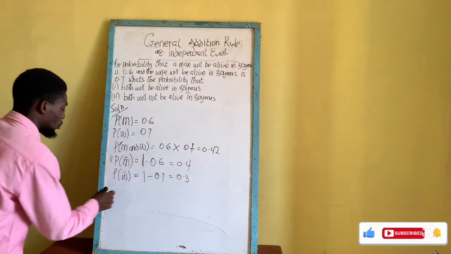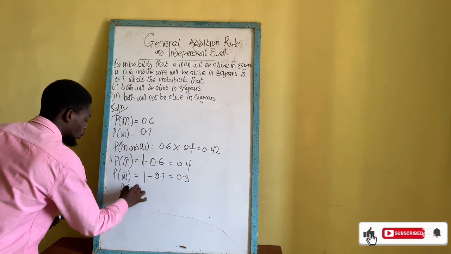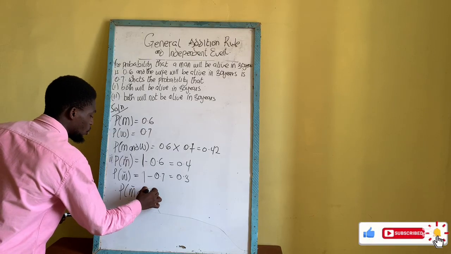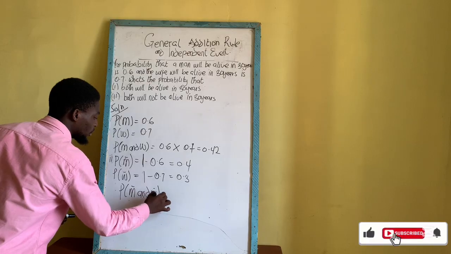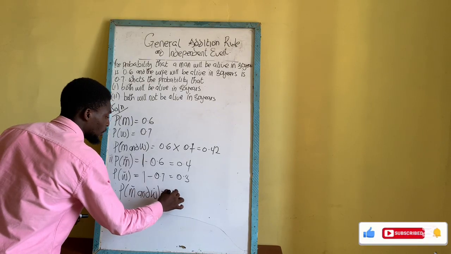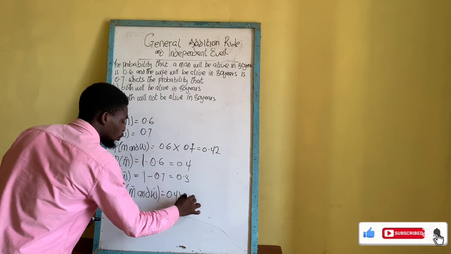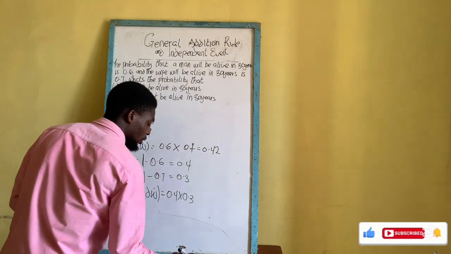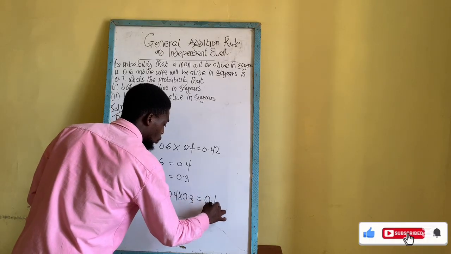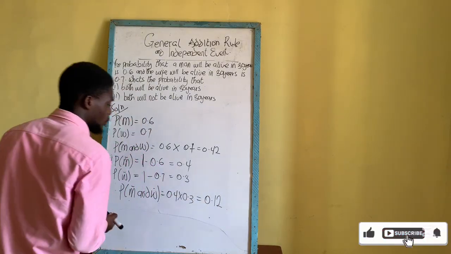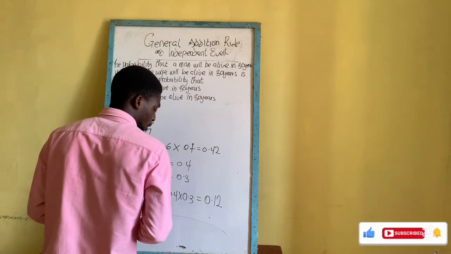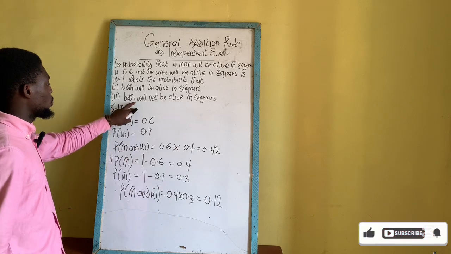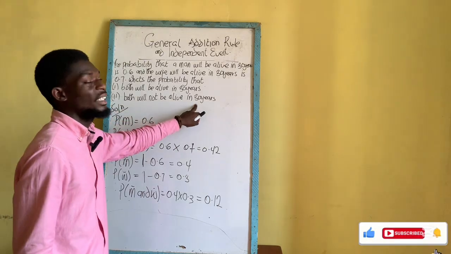It is given as the probability that the man will not be alive times the probability that the wife will not be alive, which is 0.4 times 0.3, which equals 0.12. 0.12 is the same as 3 out of 25. So the question says the probability that both will not be alive in 30 years' time.